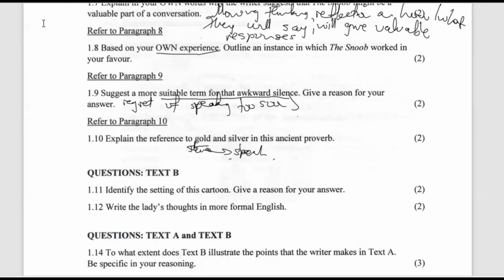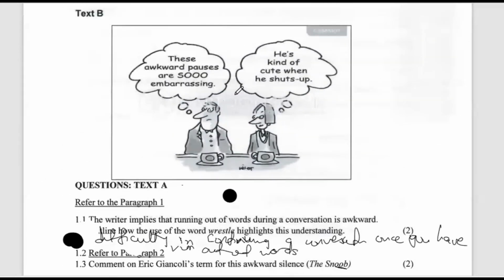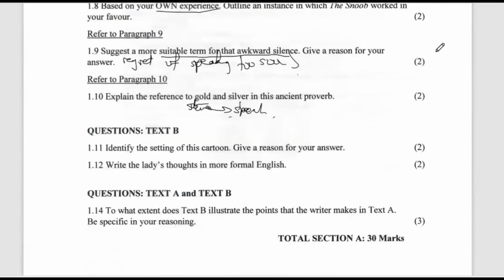Let's go to text B. Identify the setting of this cartoon. Let's look at the cartoon quickly. These awkward pauses are so embarrassing. And then we have cups in front of them. I believe we are in a coffee shop. So as a result, they say identify the setting. It's a coffee shop. And I believe we have the coffee cups in front of the couple.